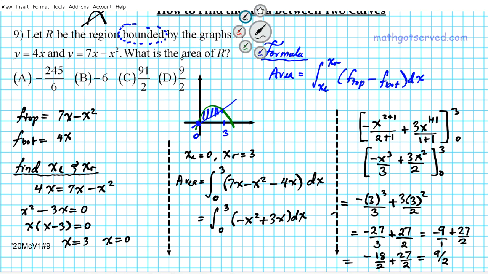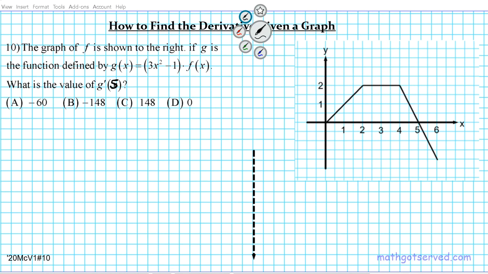All right, so ladies and gentlemen, this is basically how you find the area between two curves by applying the fundamental theorem of calculus, part 1. Alrighty, let's take a look at question number 10. In question 10, you're going to be looking at how to find the derivative given a graph. Basically looking for the derivative at a point, or the slope of a tangent line at a point, given the graph of the function.